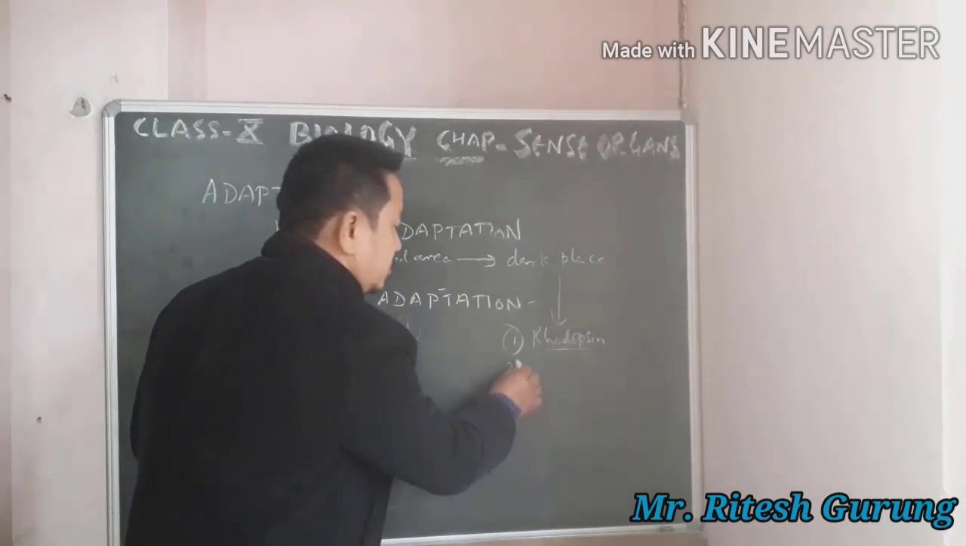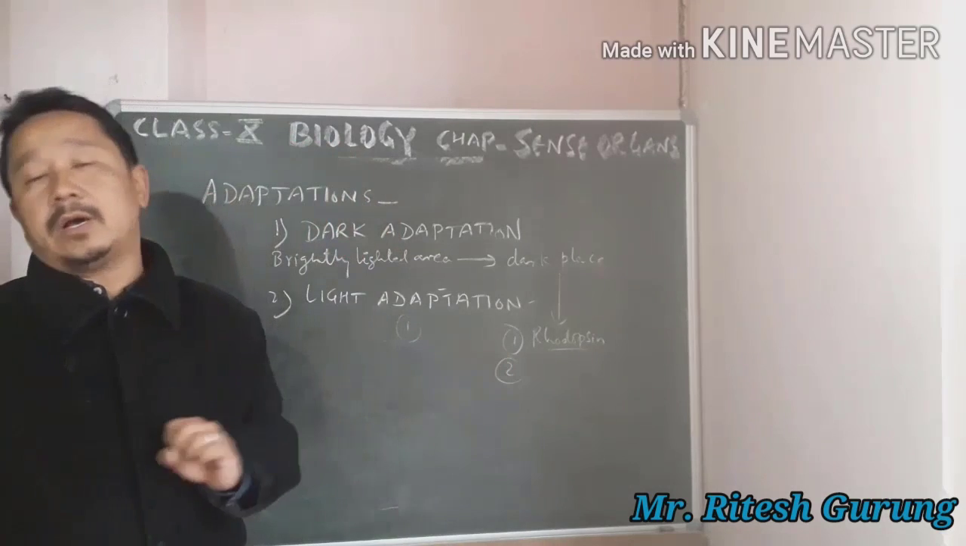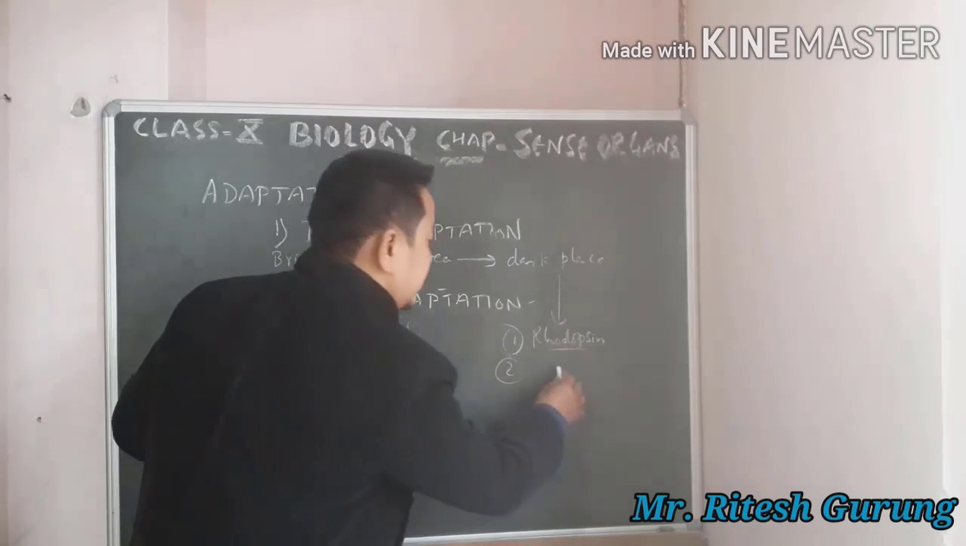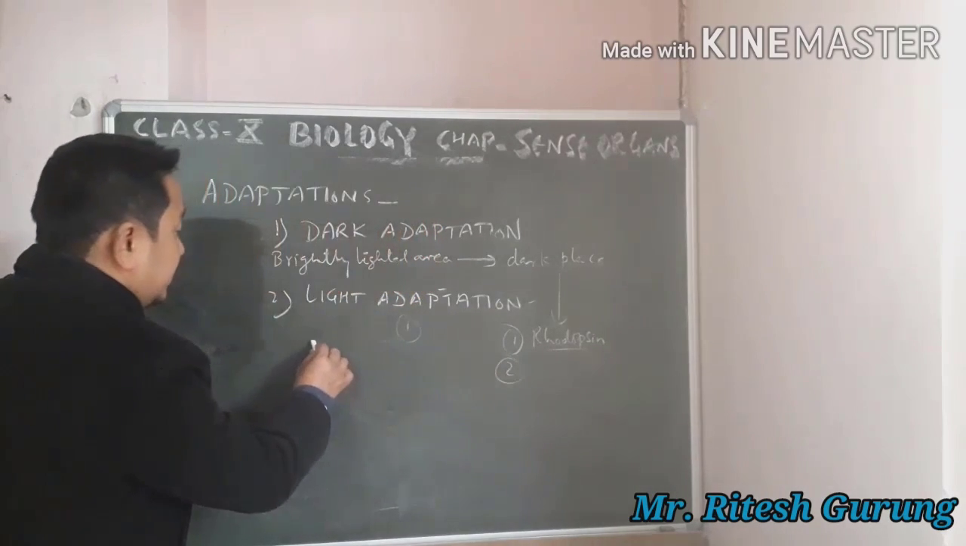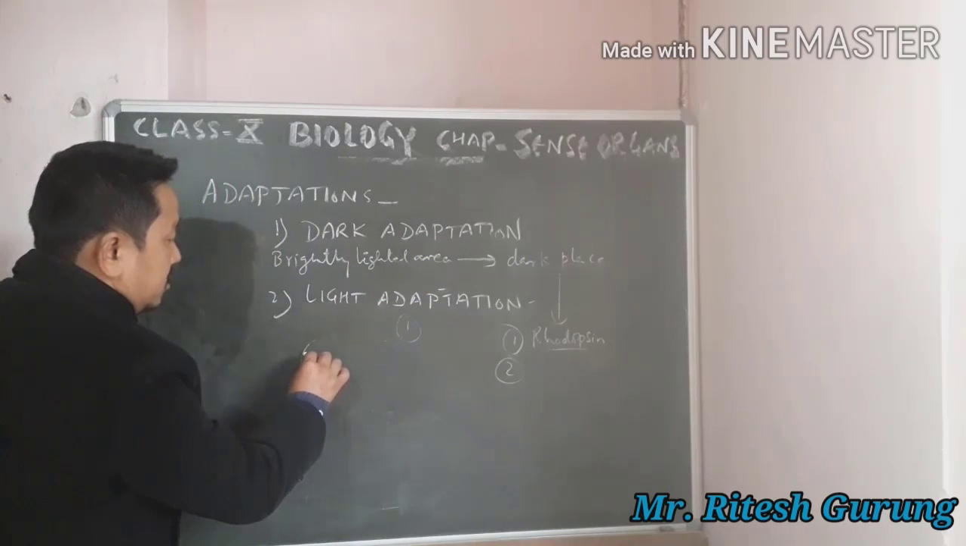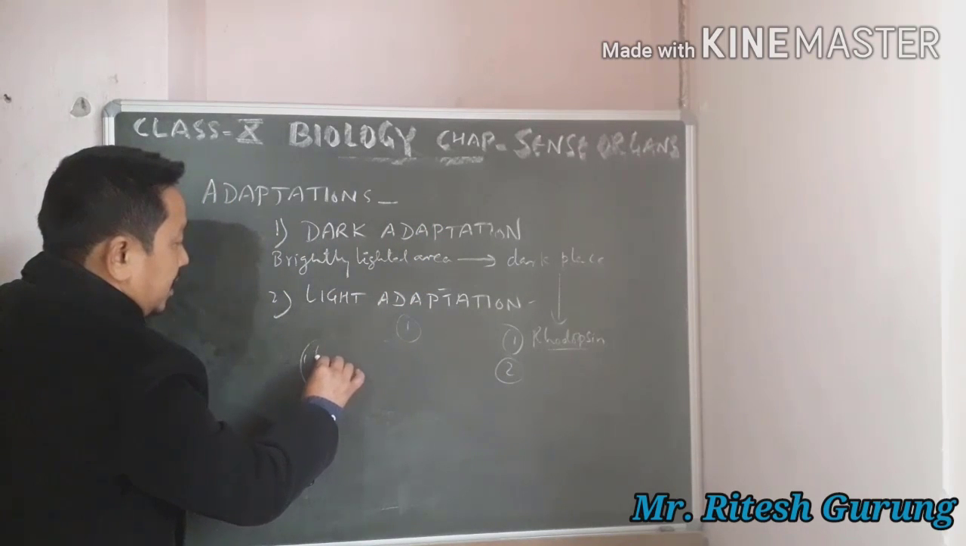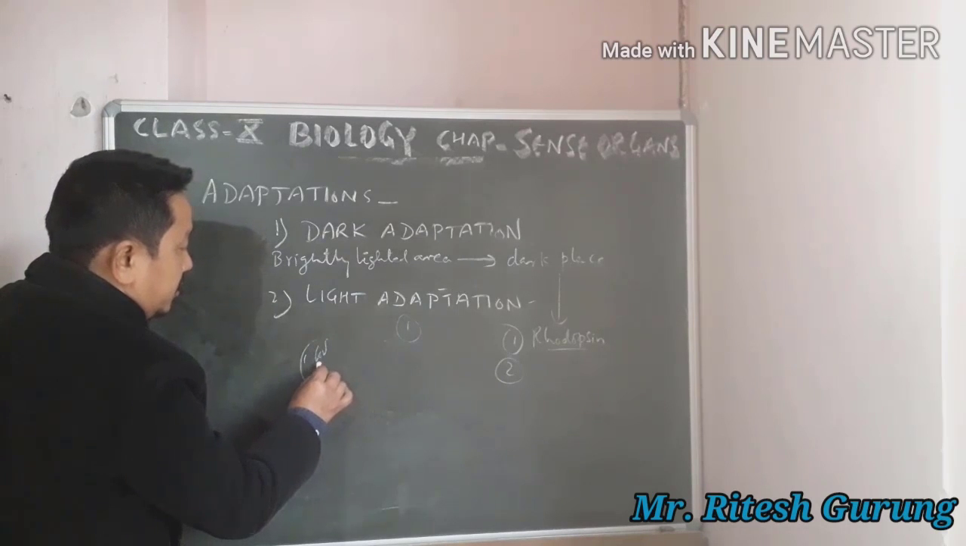Number 2, the pupil of the eye. Pupil means which one? You see here, suppose this is your conjunctiva, cornea. Then you find the iris, which you have discussed before. And here is the lens.